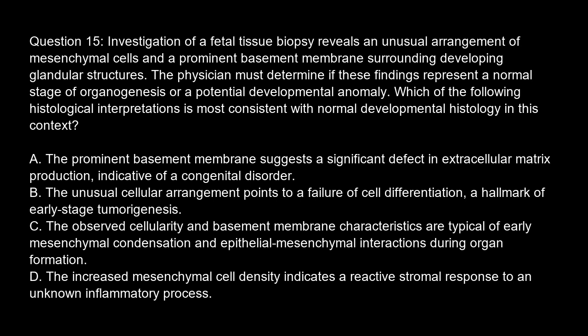Option A. The prominent basement membrane suggests a significant defect in extracellular matrix production, indicative of a congenital disorder. Option B. The unusual cellular arrangement points to a failure of cell differentiation, a hallmark of early-stage tumorigenesis. Option C. The observed cellularity and basement membrane characteristics are typical of early mesenchymal condensation and epithelial-mesenchymal interactions during organ formation. Option D. The increased mesenchymal cell density indicates a reactive stromal response to an unknown inflammatory process.